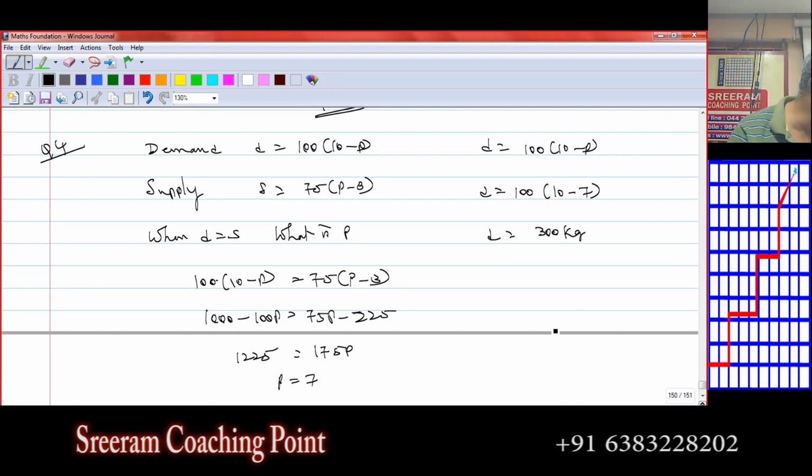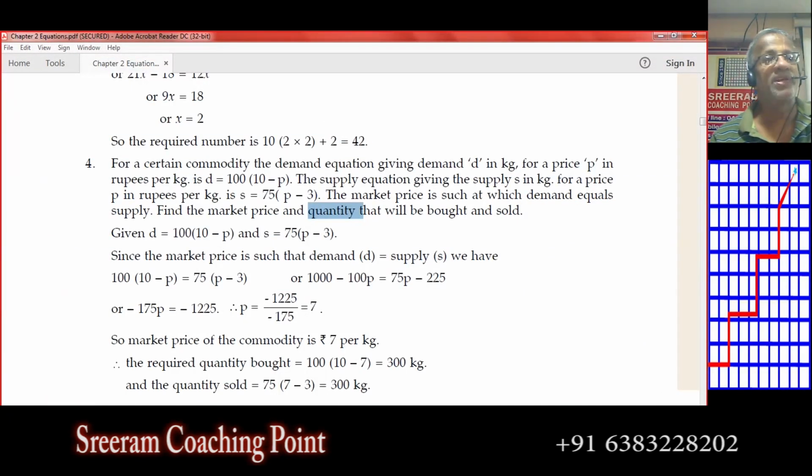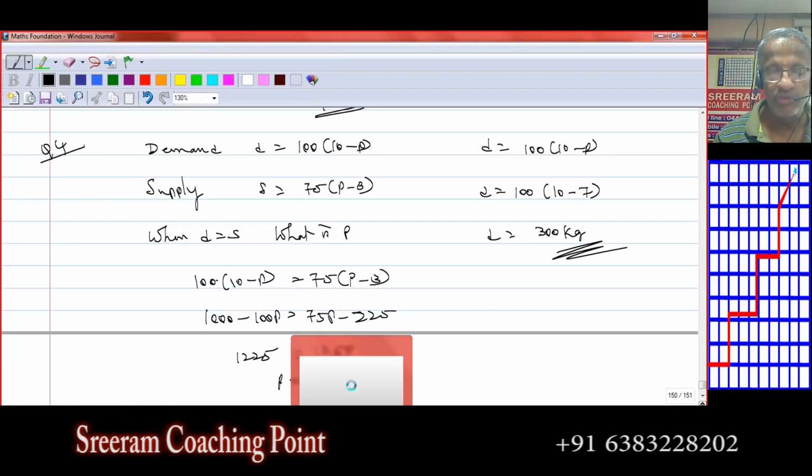P is equal to 7 and Q is equal to 300. So with that, 4 illustrations we have completed. Now we are entering into exercise B. Are you clear about this one, all of you?